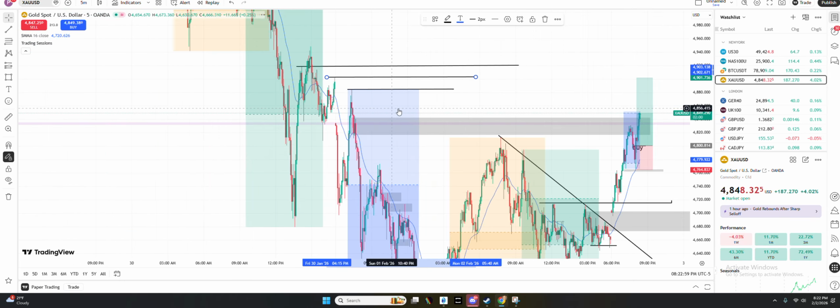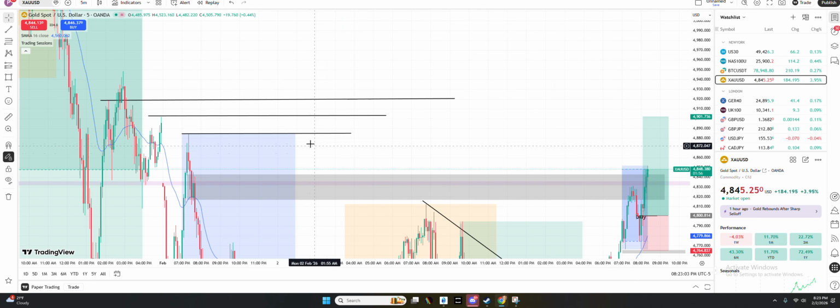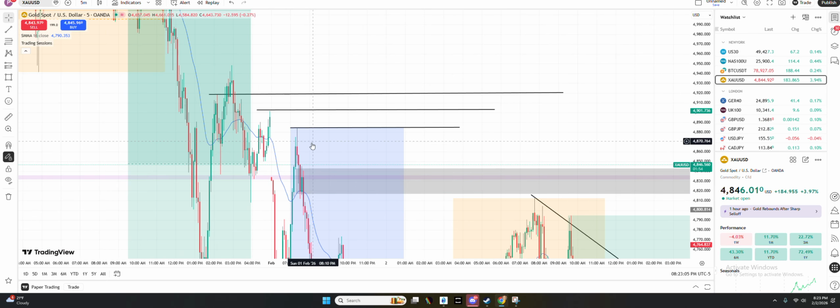But for your points of entry and exit, your TPs are going to be at the different levels that were hit before. So like there's an order block here, which is this is an order block. Right here is an order block. Right here is an order block.